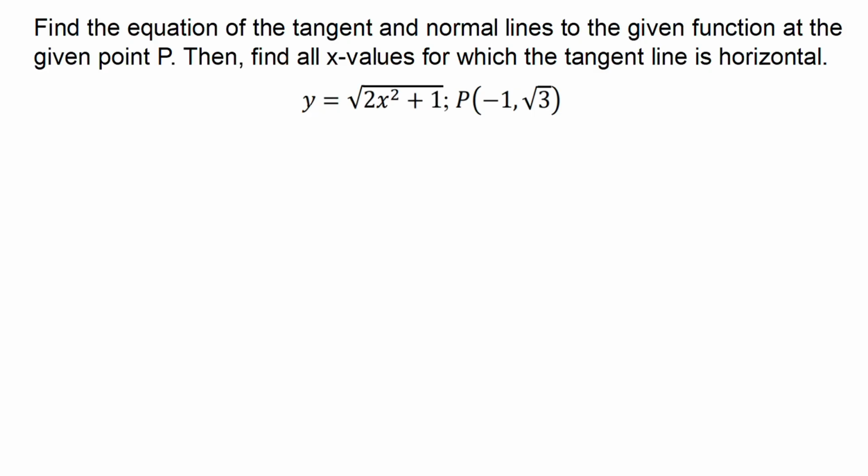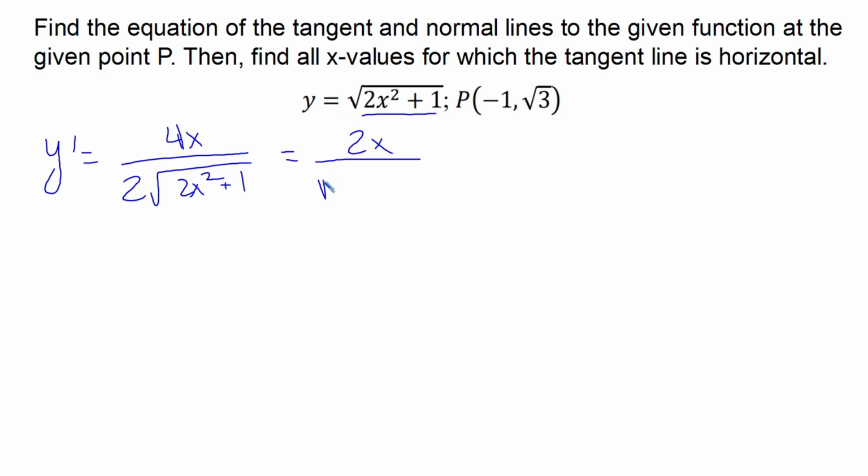That's going to be a chain rule derivative. Right? So y prime is going to be 1 over 2 root (2x squared plus 1), because that's 1 over 2 root u. And then we're going to multiply by the derivative of 2x squared plus 1. Well, that's going to be 4x. So if we simplify that down just slightly, we end up with 2x over root (2x squared plus 1).